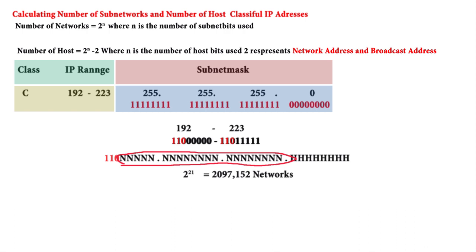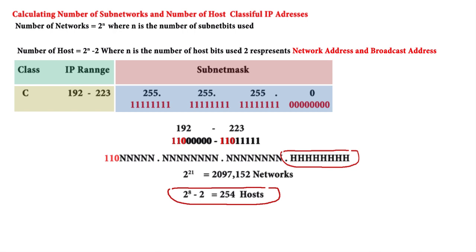We have 2 exponent 21, which is equal to 2,097,152 networks. It has only 8 bits left for the host bits, so, calculating the number of hosts, we have 2 exponent 8 minus 2. We get 254 hosts. We can see that, with Class C IP address, we can create a very large number of networks but few hosts.